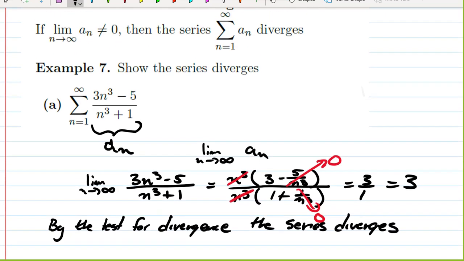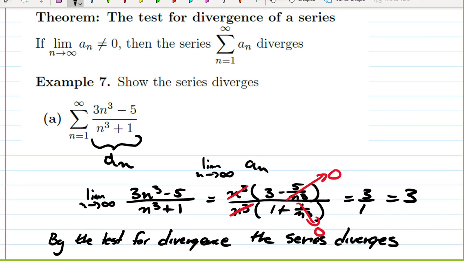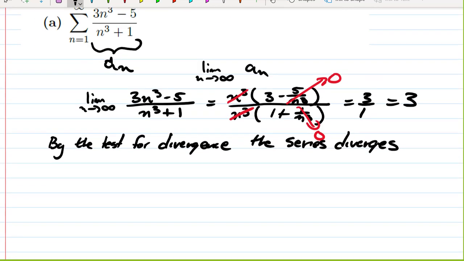So our theorem said if we take this limit as n goes to infinity, and if it's not 0, then the series diverges. So we took the limit of the a_n's, and in this case we got 3, which means the series diverges. Because as n gets really, really big, what this is saying is we're essentially just adding a number really, really close to 3 again and again and again. So 3 plus 3 plus 3 plus 3 plus 3. So that will diverge to infinity.